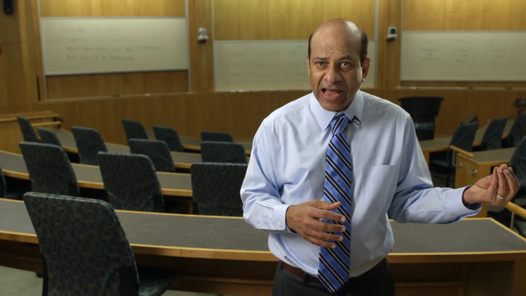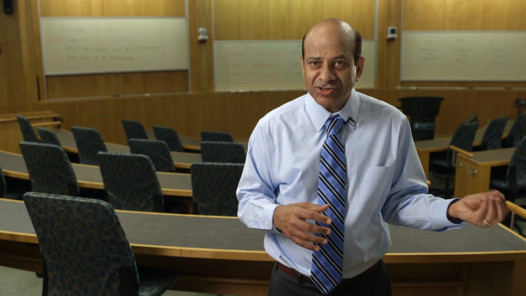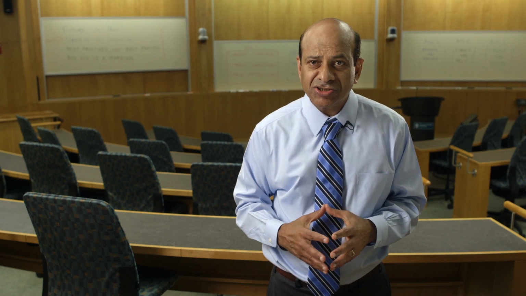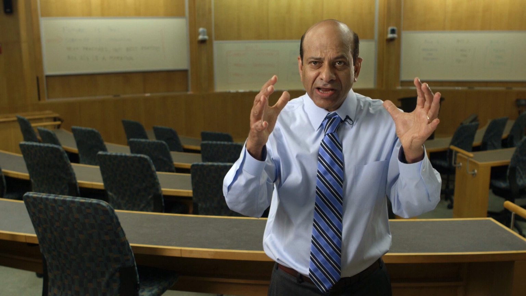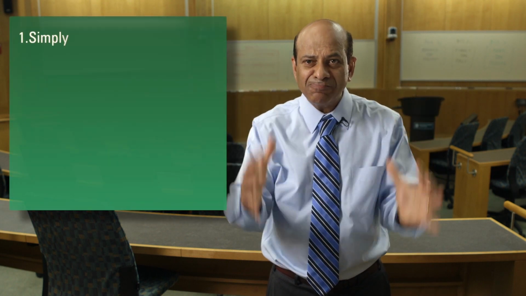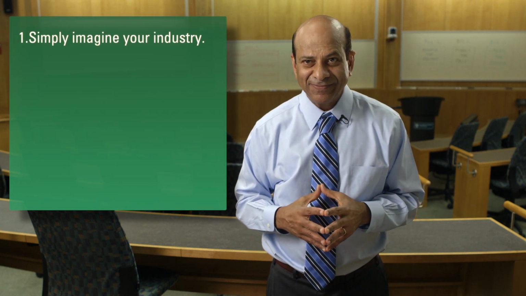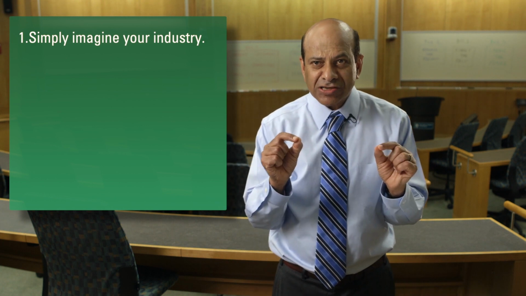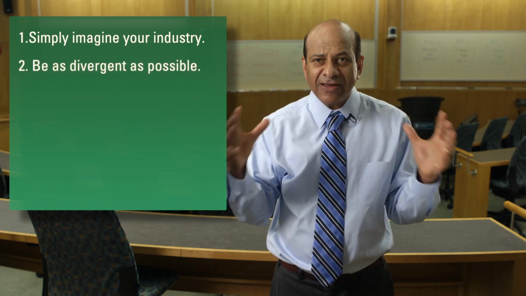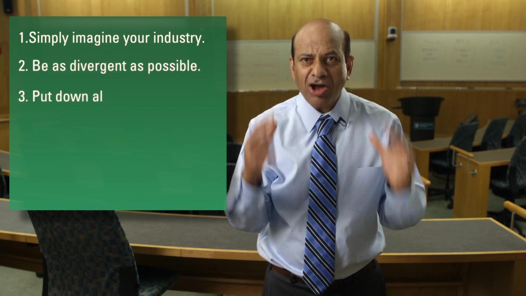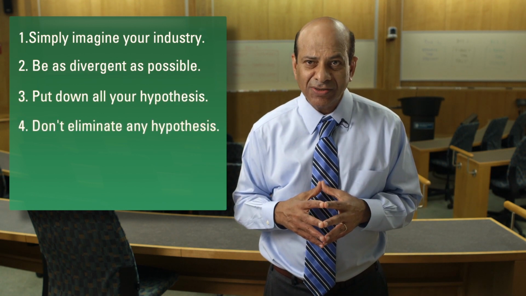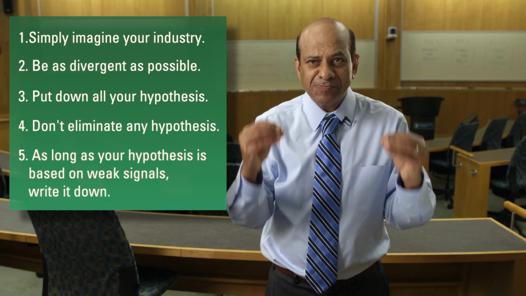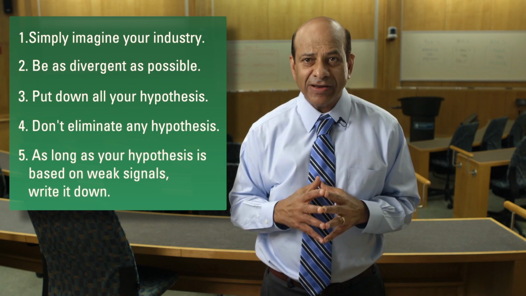I already pointed out Hasbro and the family entertainment industry, and what kinds of non-linear changes are possible. That's what I mean: when you're generating box 3 ideas, the first step is to simply imagine your industry. And again, in this process, be as divergent as possible. Put down all your hypotheses. At this stage, don't eliminate any hypothesis. As long as your hypothesis is based on weak signals, write it down.